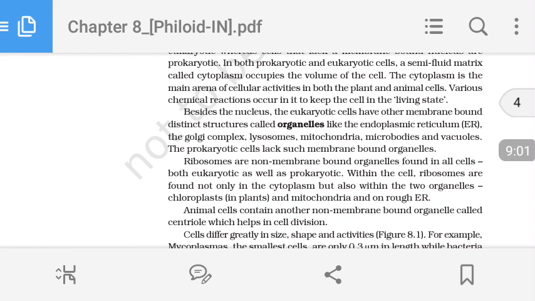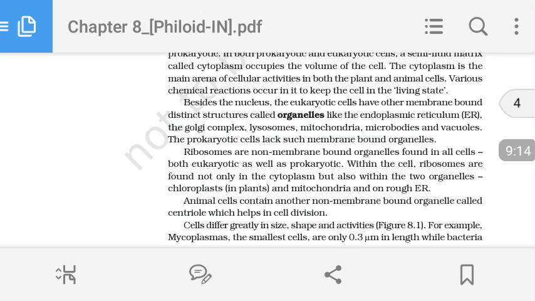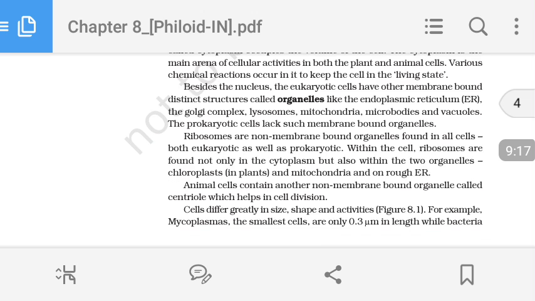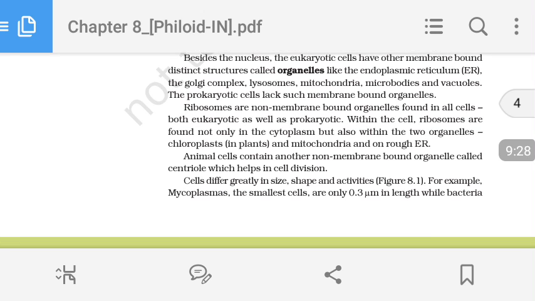Besides the nucleus, the eukaryotic cells have other membrane bound distinct structures called organelles. These are present only in eukaryotic cells, membrane bound structures, like the endoplasmic reticulum, the Golgi complex, lysosomes, mitochondria, microbodies and vacuoles. The prokaryotic cells lack such membrane bound organelles. Ribosomes are non-membrane bound organelles found in all cells. Ribosomes are found both in plant and animal cells, and both prokaryotic as well as eukaryotic.